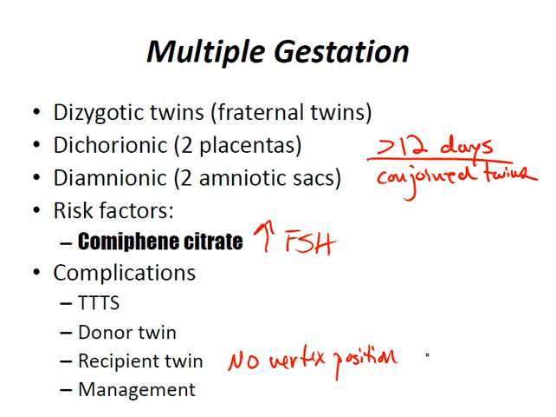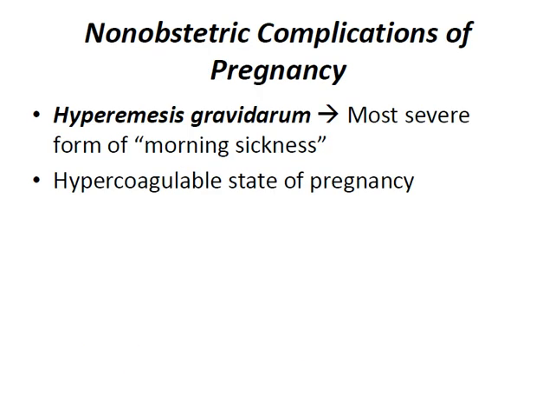Now, you watch for postpartum hemorrhage secondary to uterine atony from a distended uterus. So, they can get uterine atony from a distended uterus, and postpartum hemorrhage is what you watch for secondarily. And that takes us into non-obstetric complications of pregnancy.